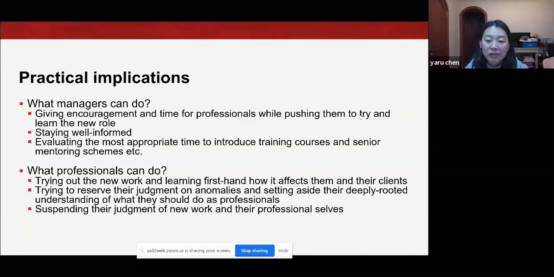So this is for professionals to give themselves the time and space to digest the new work role and try it rather than being resistant throughout. And also the professionals should suspend their judgment of the new work and their professional selves for some time to allow themselves to learn the new work and see how it actually affects the clients and see if the new work role represents the value they developed as a professional. So that would be all from me for my presentation.